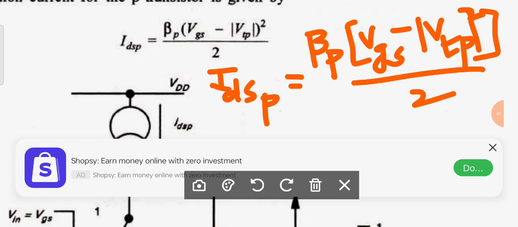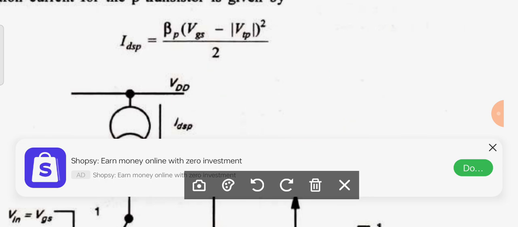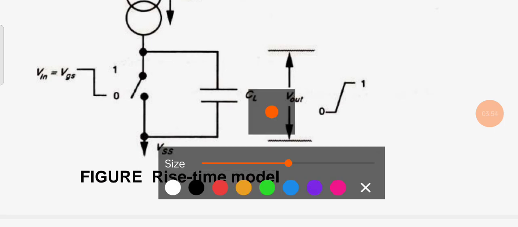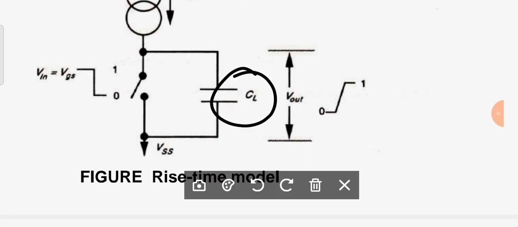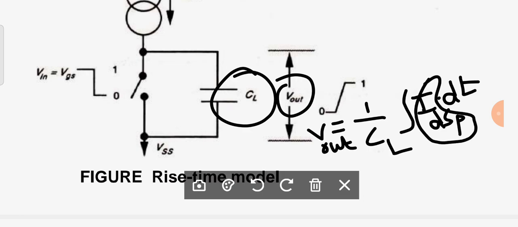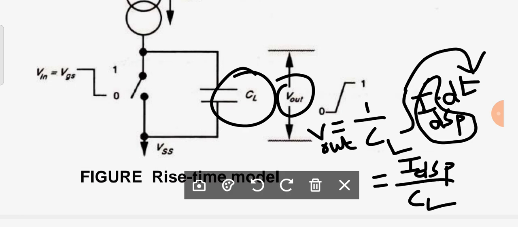Now you can observe very carefully here for this expression. I need to find out the voltage at this capacitance. Can anybody try to tell what is the voltage across the capacitance? V is equal to 1 by C integral of I dt. Now what is V? Vout. What is C? CL. What is I? That is IDSP. You know very well that this is a constant current because it is in saturation region. Therefore, it will be IDSP divided by CL, then integral of dt becomes T. This is your Vout.